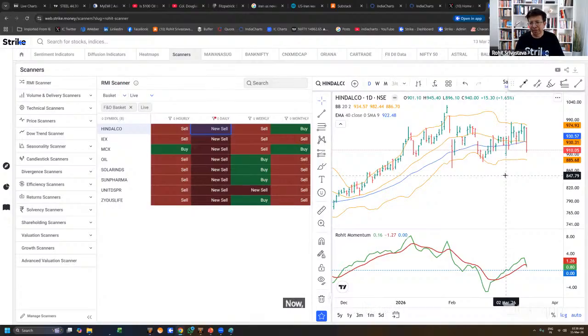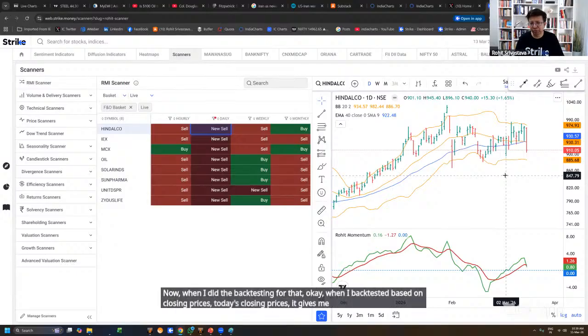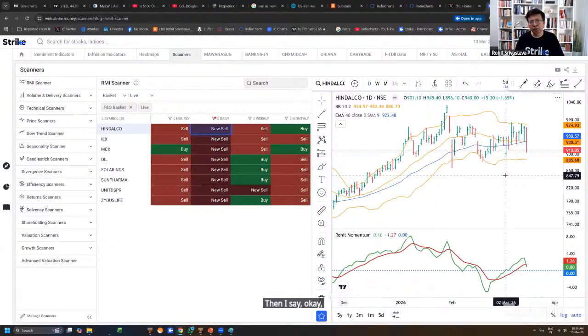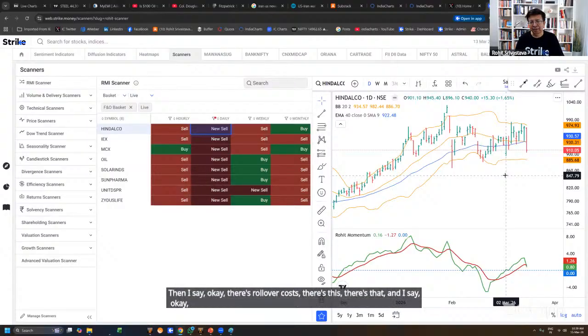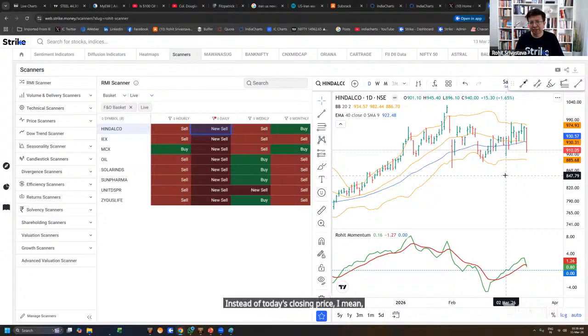Now, when I did the back testing for that, when I back tested based on closing prices, today's closing prices, it gives me an X return. So when I remove all costs and everything, it would say CAGR is some 40 plus, 45% or something like that. Then I say, okay, there's rollover cost, there's this, there's that. And I say, okay, instead of today's closing price, I get the signal on today's closing price, I will execute it tomorrow morning's opening price. If I execute it on tomorrow morning's opening price instead of today's closing price, that 45% CAGR dropped to 22% or something. That means almost half of your returns are overnight gaps.